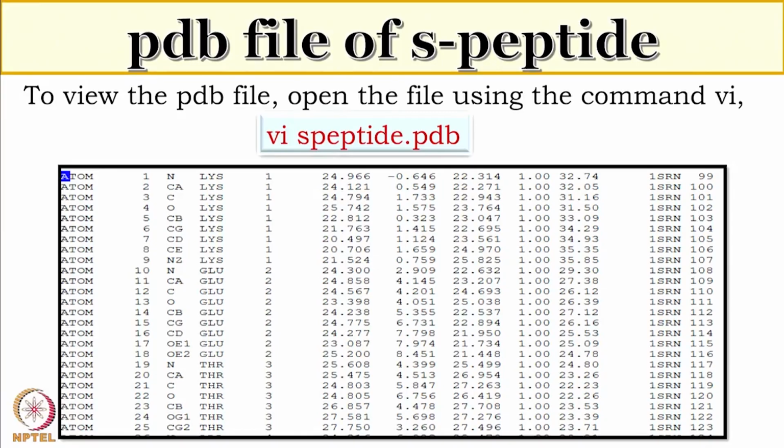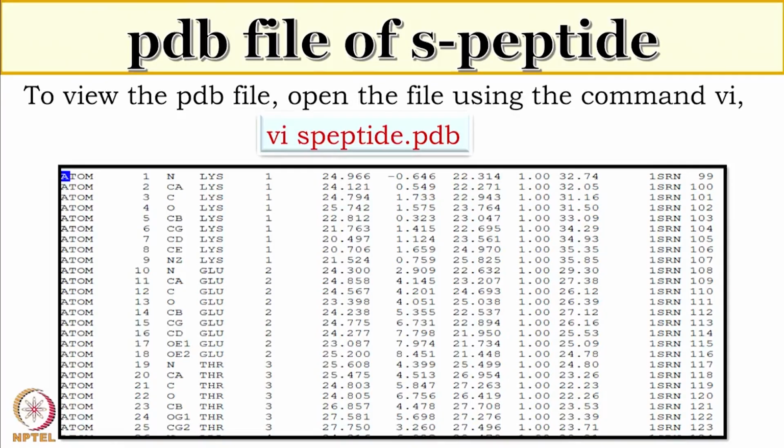How many sites are there for LYS? There are about 8 to 9 sites for lysine. Then there is another amino acid, glutamine. Then there is alanine. This s-peptide.pdb, they have to download from the RCSB site, from the Protein Data Bank, into their directory. So this is the PDB file of the peptide.